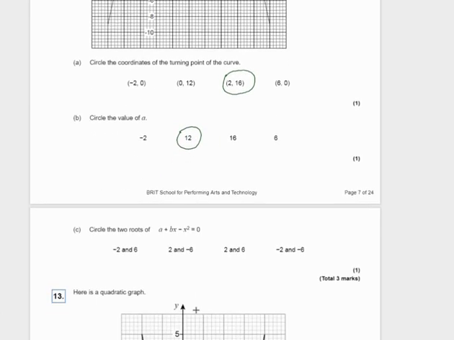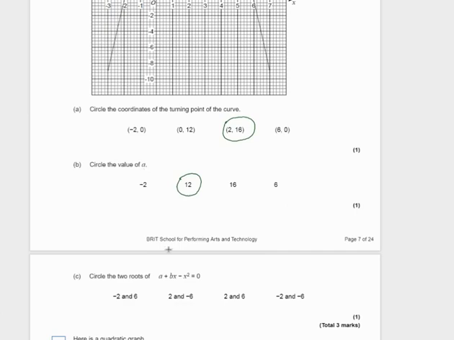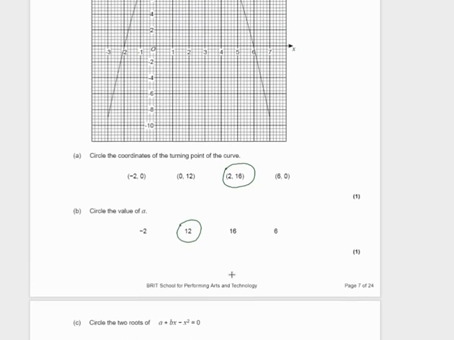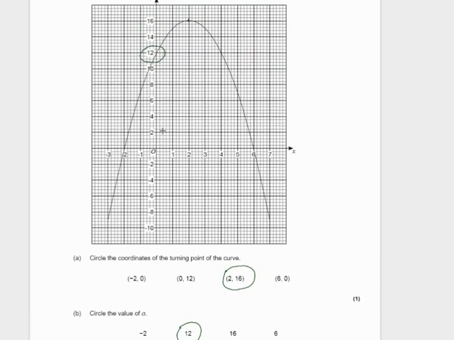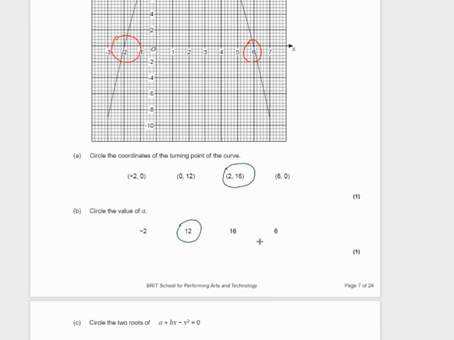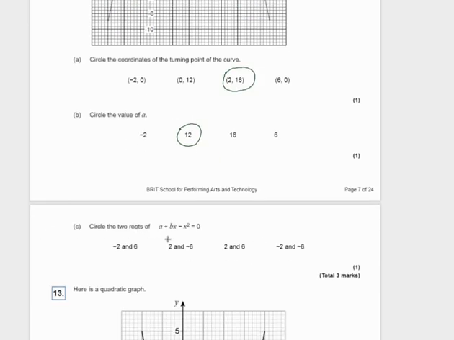Then the next question says, circle the roots of a plus bx minus x squared equals 0. So the roots, so again, we want to solve this equation. If it equals 0, this is where it's crossing the x-axis or where y is equal to 0. So looking at the graph, we can see it crosses the x-axis at minus 2 and at 6. So those are the roots. The roots are minus 2 and 6. Okay, where's the option for minus 2 and 6? There we go.